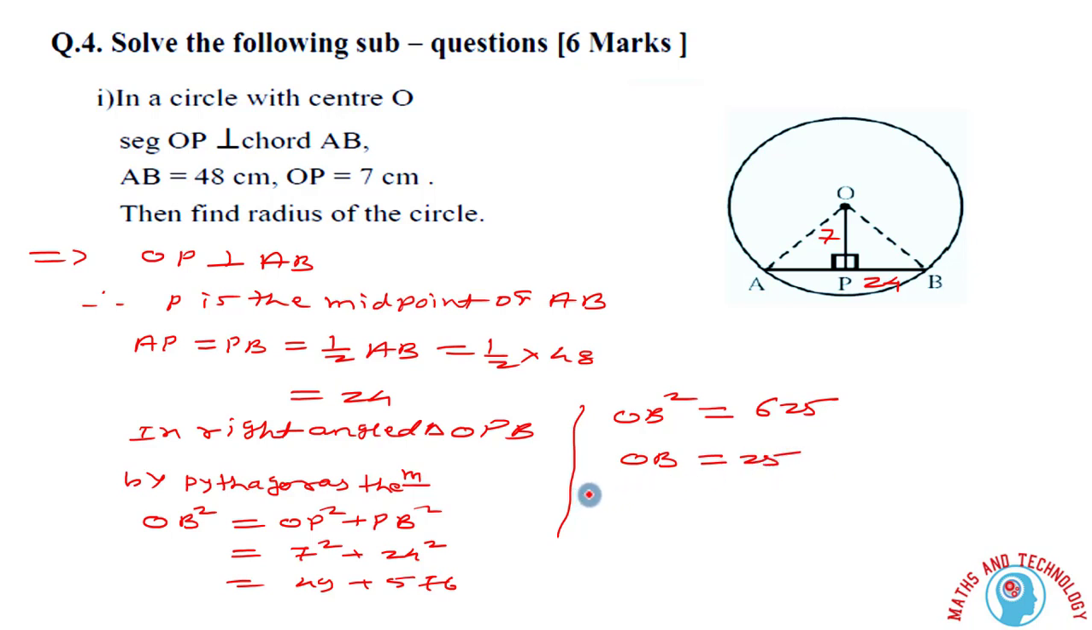So the radius of the circle equals 25 centimeter. This radius OB is 25 centimeter.